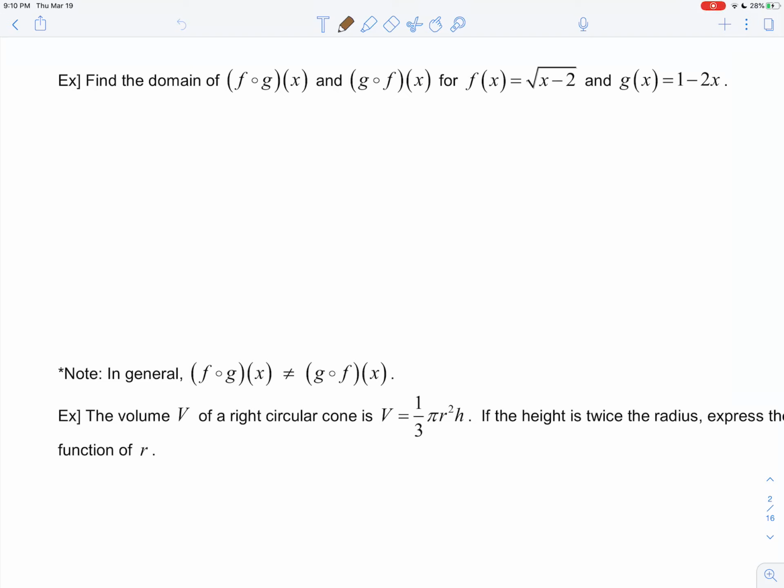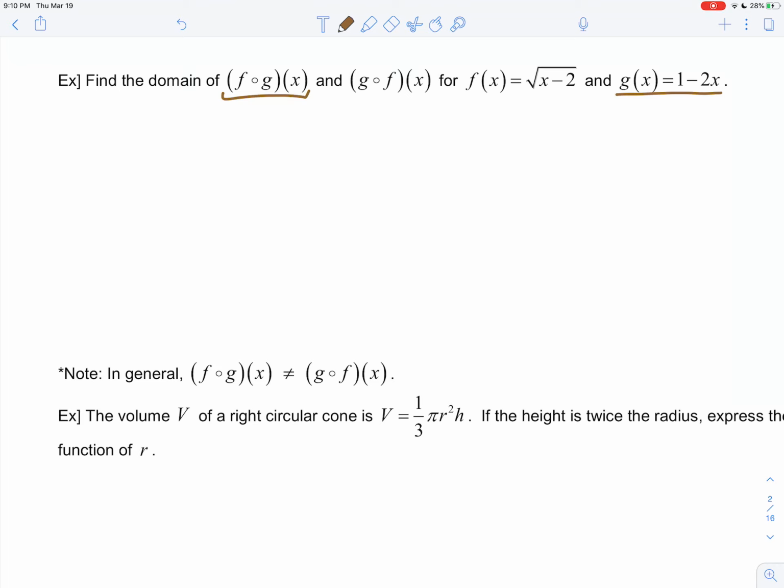So this one is asking us to find the domains of two composite functions, first f of g of x and then next g of f of x. So let's just start off by focusing on this one. To find the domain restrictions of this, we first need to find the domain of the inside function, which is g of x. You'll notice g of x is linear, and therefore it has no restrictions. The domain is all real numbers.